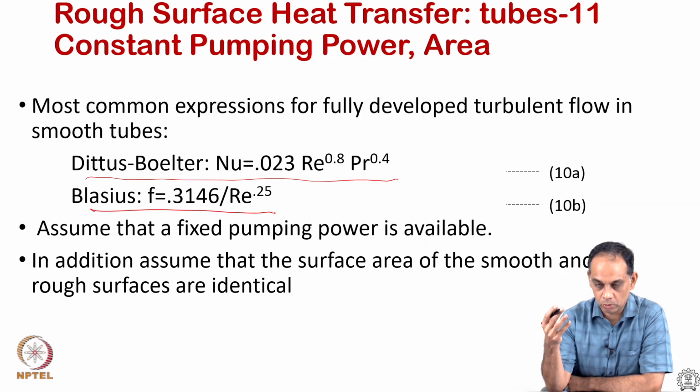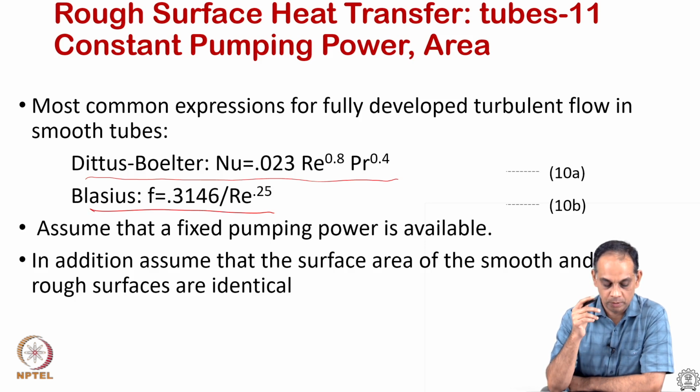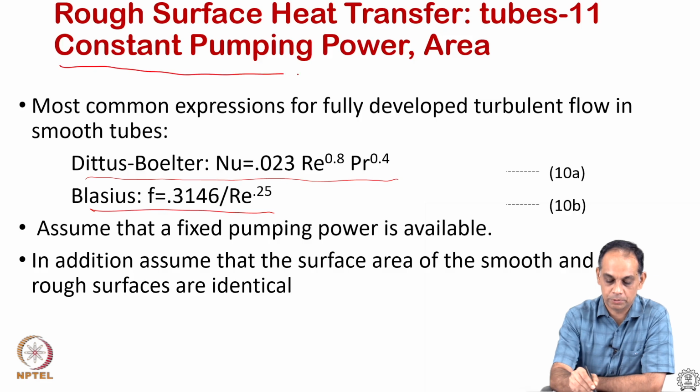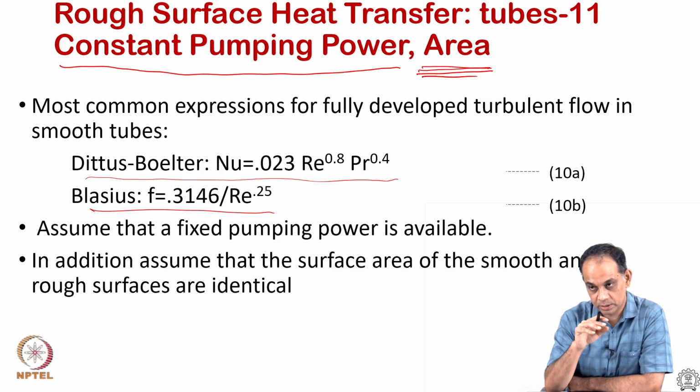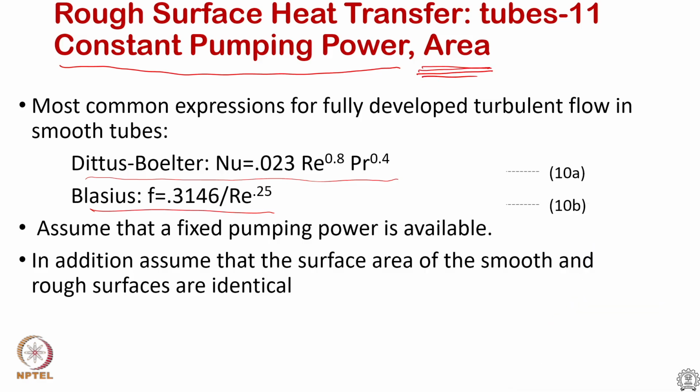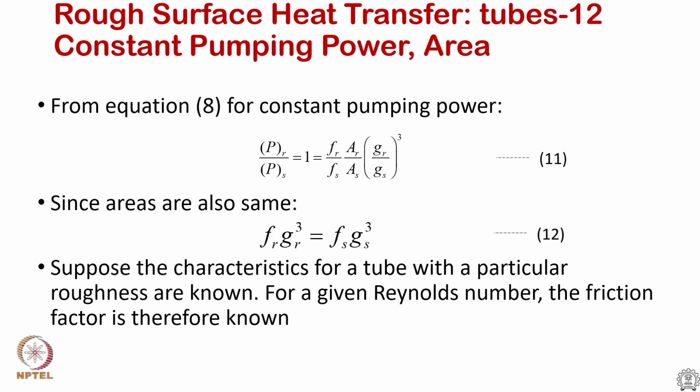So, assuming that we know how to quantify the rough tube heat transfer coefficient and the Blasius solution, we will start with the first assumption, which is the constant pumping power and constant area case. Both the smooth tube and the rough tube have the same area, and the pumping power is also fixed. The goal is to see whether this enhancement is going to fetch us compactness. So, we move forward and plug in the relationships obtained so far. We know PR by PS is constant, so it is equal to 1.